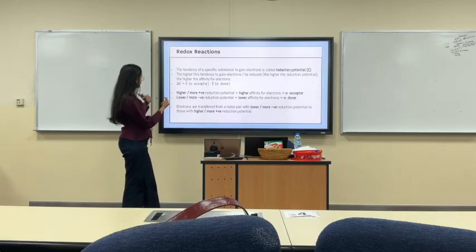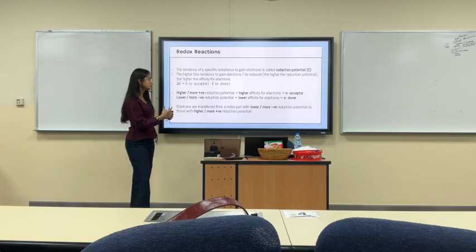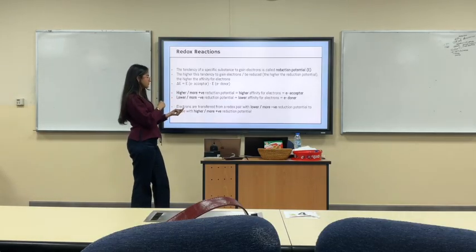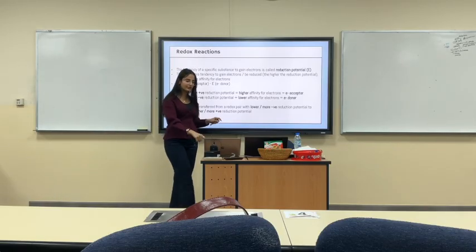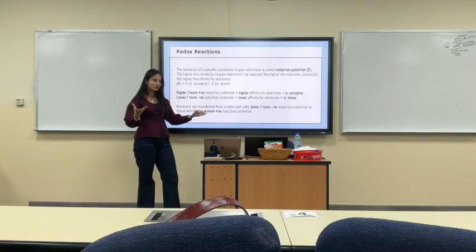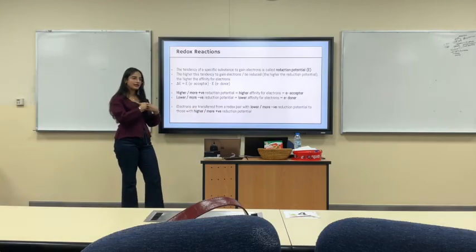The opposite is also true. Lower, more negative reduction potential means that they're more likely to lose the electrons. They don't have a high affinity for the electrons, and therefore they're an electron donor. Electrons are transferred from a redox pair with a lower, more negative reduction potential to those with a higher and more positive reduction potential. And this you will see as questions where they will show you the reduction potential of two different reactions, and you choose which one will gain electrons and which one will lose electrons. Okay?